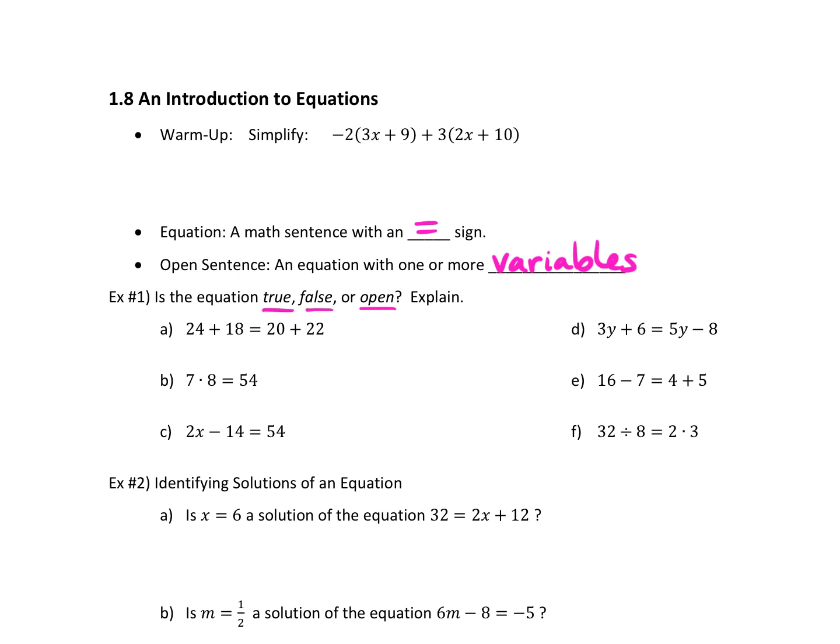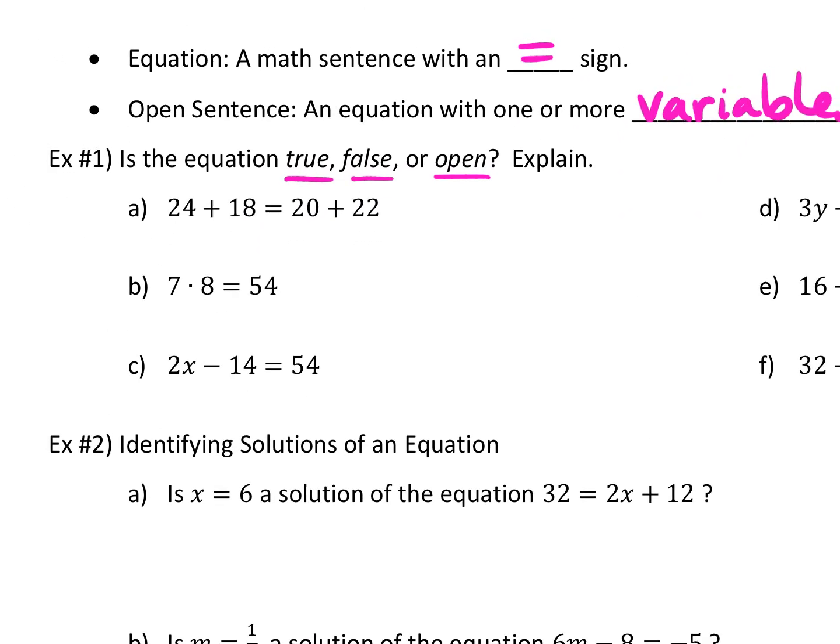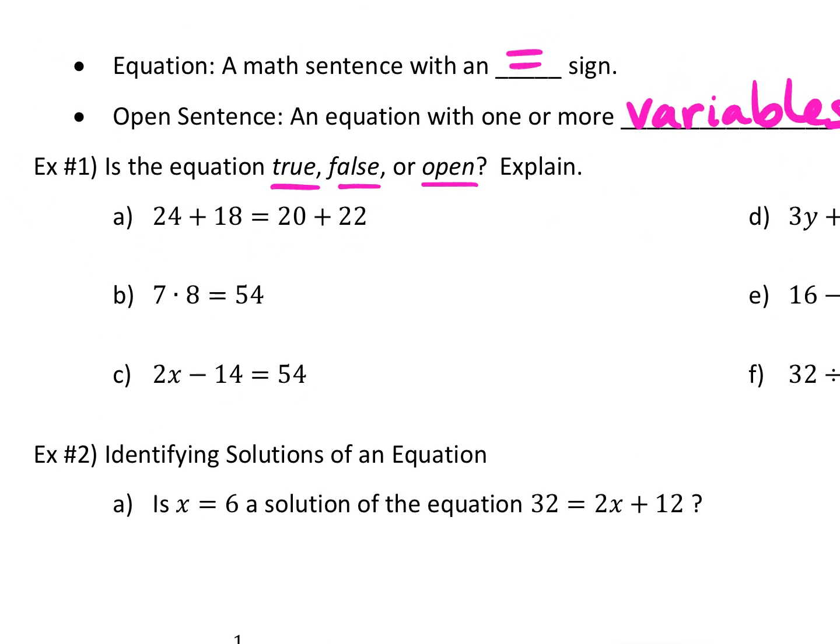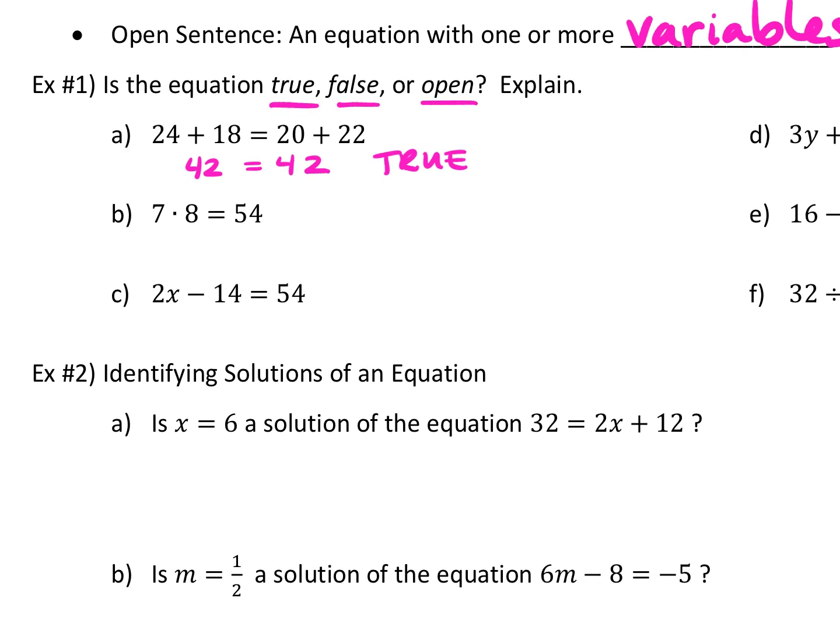So take a look at this letter A. If you were to simplify that, what would the values be? What equals what? 42 is equal to 42. That is always true, right? 42 will always equal 42, so that's true. Take a look at B. 7 times 8 is 56. They're saying 56 equals 54. It does not, so that is false. So when it is absolutely true, you say true. When it is absolutely not true, you say false.